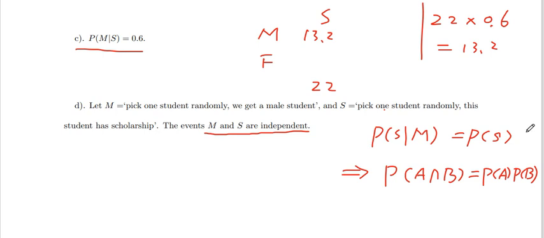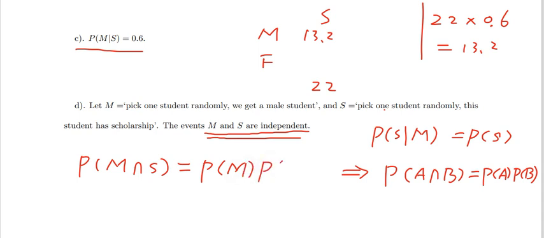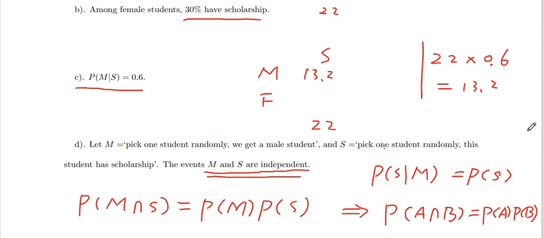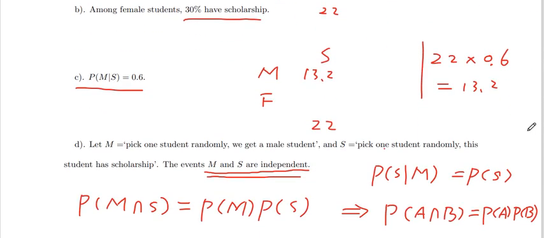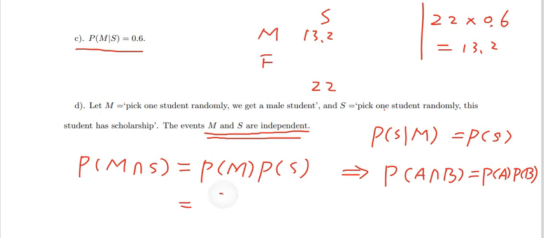Okay, so here if M and A are independent, so what does this mean? It means P(M and A) equals P(M) multiplied by P(A). So what is P(M)? P(M) is the percentage for male. So the percentage for male is 20 over 50, right? So this is 20 over 50.